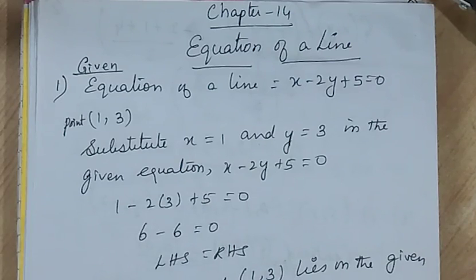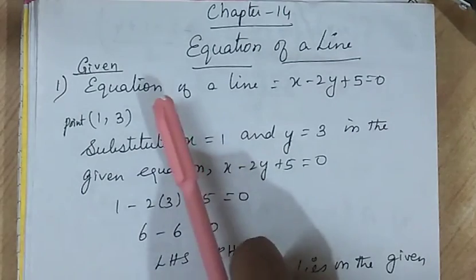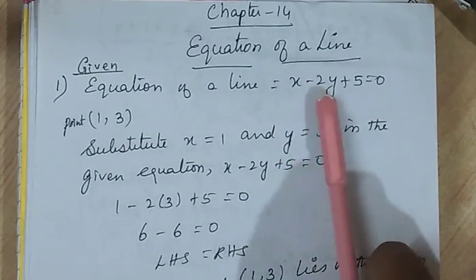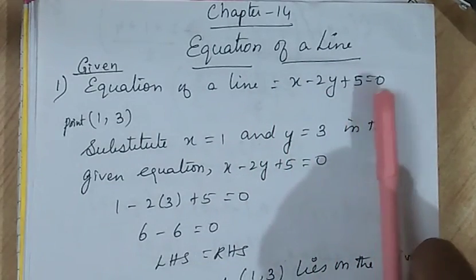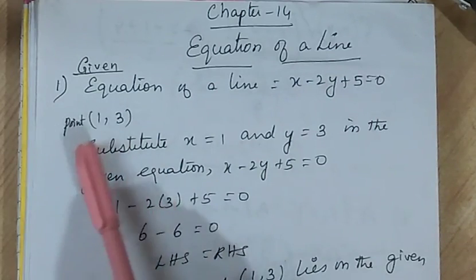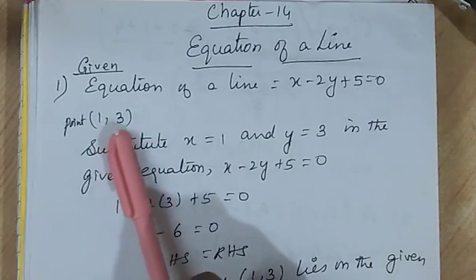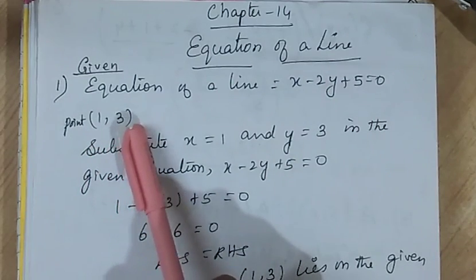Exercise 14a. Find which of the following points lie on the line x minus 2y plus 5 is equal to 0. Given equation of a line x minus 2y plus 5 is equal to 0, and the point (1, 3) is given.